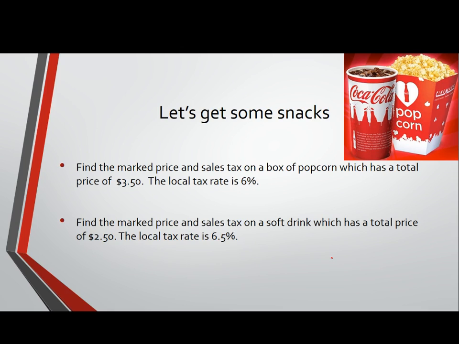Okay, so let's look at another one. Find the marked price and sales tax on a box of popcorn, which has a total price of $3.50. It's actually probably cheap, huh? The local tax rate is 6% in this case. Okay, so you're going to take the total price and you're going to divide it by basically 106%, which is 1.06.